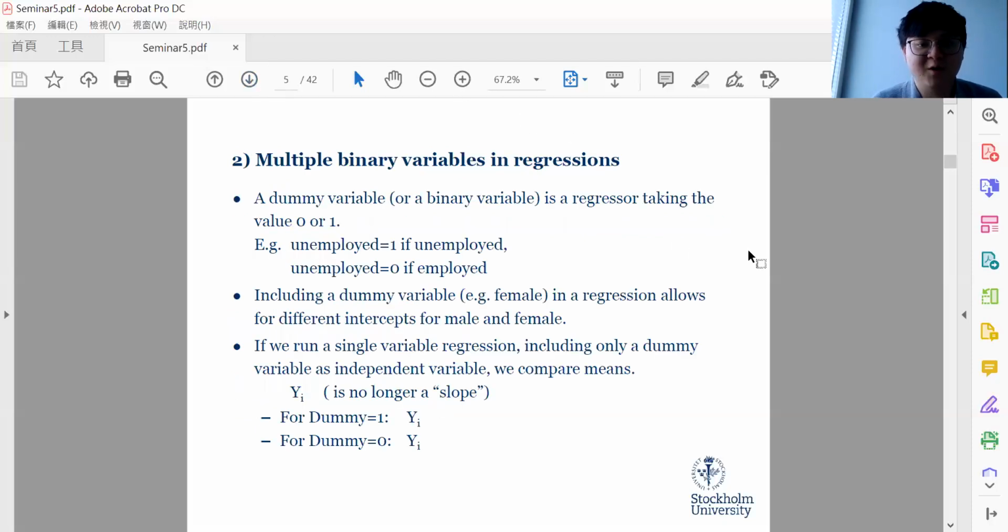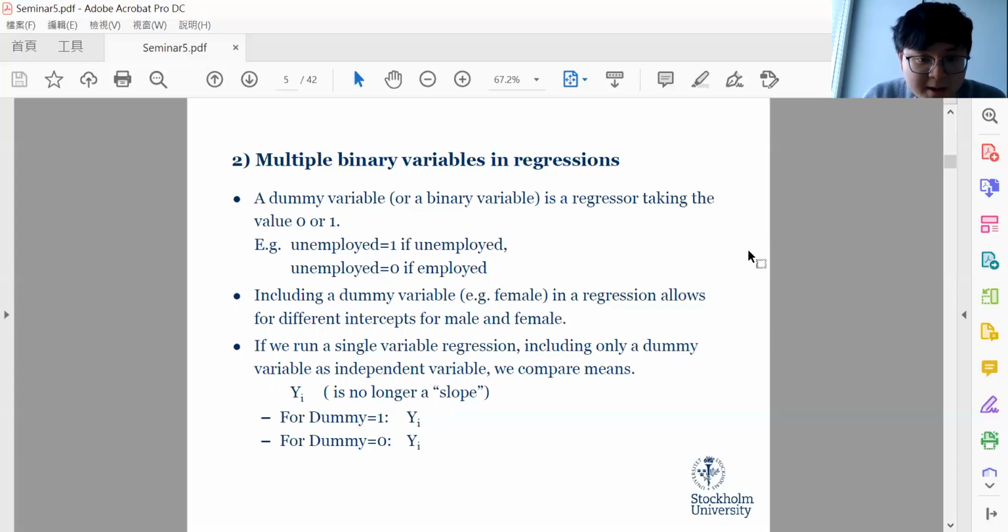So let's enter today's topic. It's a clarification. We know that a dummy variable or binary variable is a regressor taking the value 0 or 1. So 0 means no, non-existence, and 1 means yes, existence. For example, if unemployed equals 1, it means the individual is unemployed. And if unemployed equals 0, then it means that the individual is in employment.